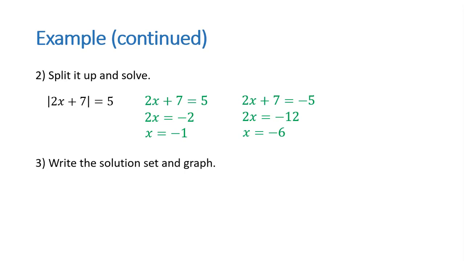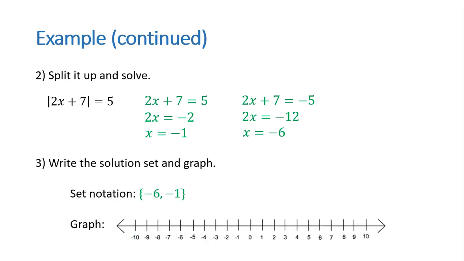So we want to write our solution set, and then we want to graph it. In set notation, we have negative 6, comma 1, or you could write negative 1, comma negative 6, doesn't matter. And then for our graph, here's our number line. We plot points at negative 6 and negative 1, and that is our graph.